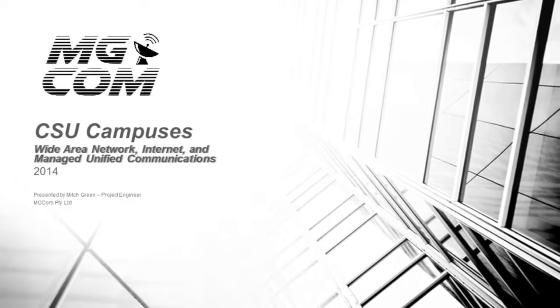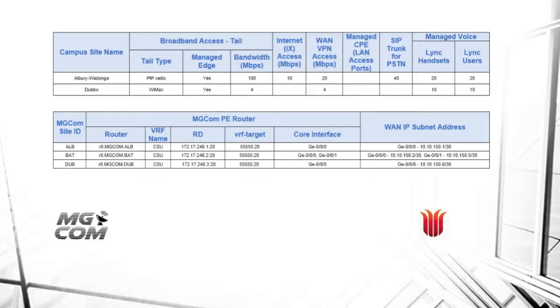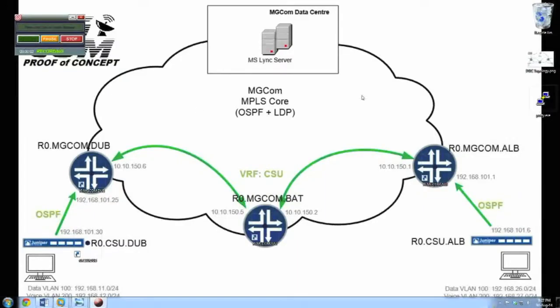Hi, my name is Mitch and I'm the project engineer for MGCom. The project is to deliver 11 sites to Charles Sturt University. The prototype will deliver 3 MPLS nodes along with 2 branch sites which represent Albury and Dubbo campuses.